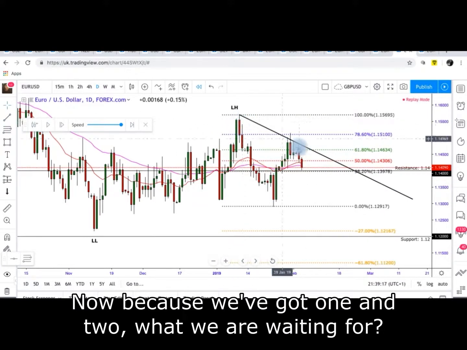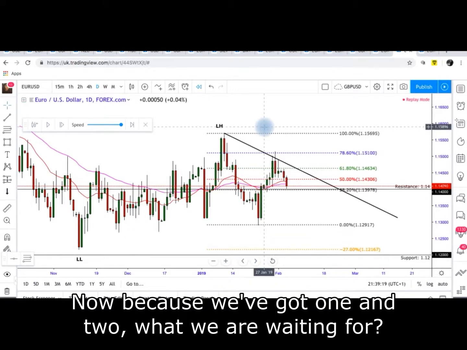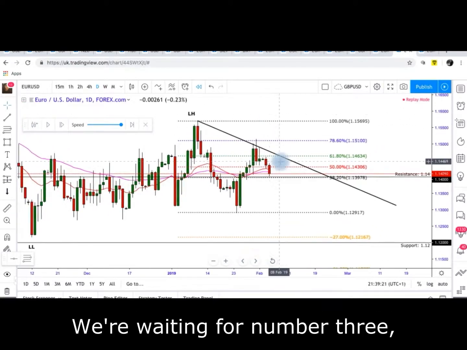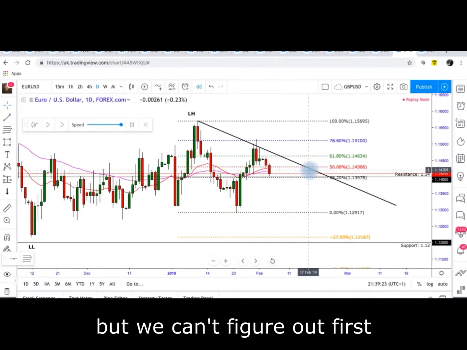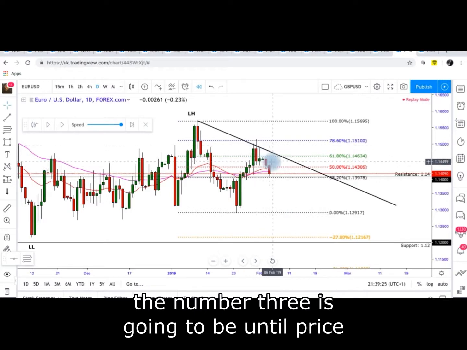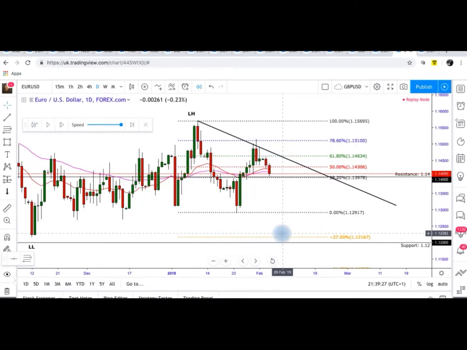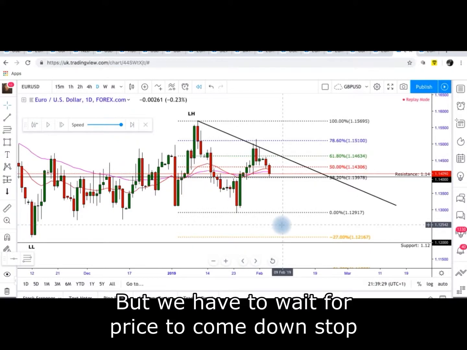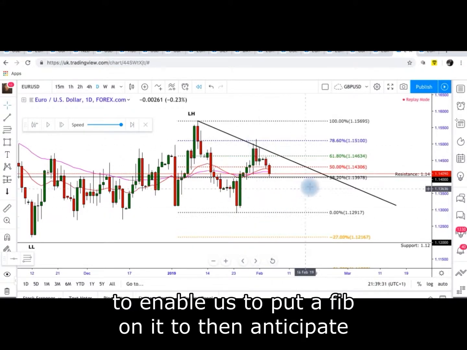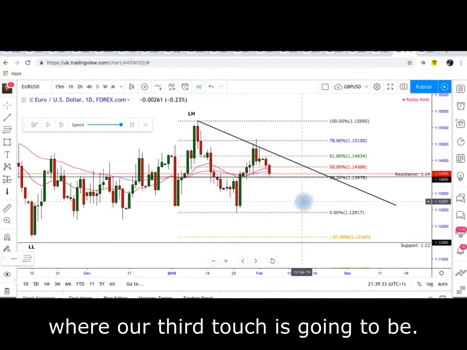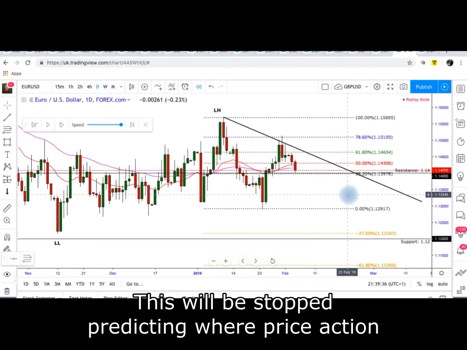So now because we've got 1 and 2, what are we now waiting for? We're waiting for number 3. But we can't figure out first where the number 3 is going to be until price begins to come down here and stop. We have to wait for price to come down and stop to enable us to put a fib on it to then anticipate where our third touch is going to be. And this is where we start predicting where price action is going to go next.